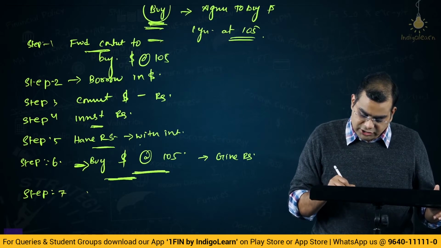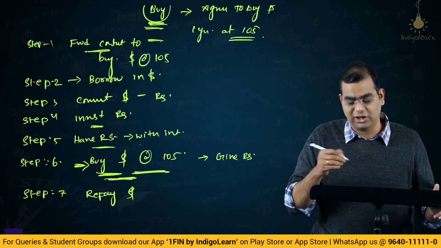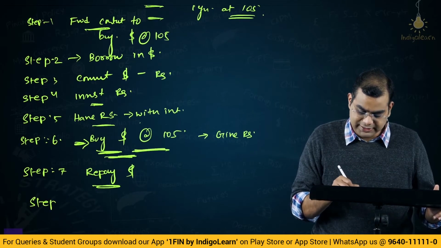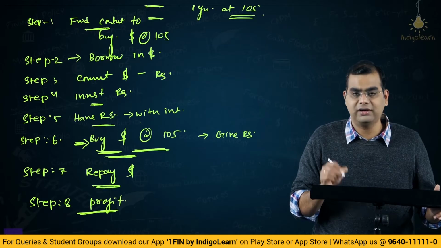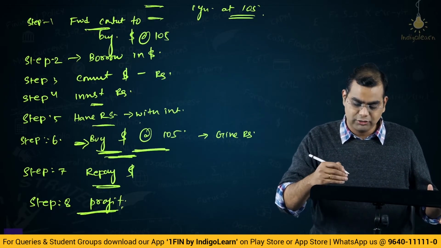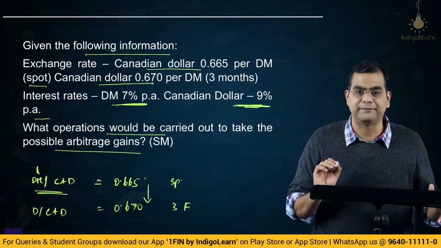Because you have borrowed in dollars, you repay dollars. And because you have purchased in dollars in step 6, the dollars you repay the dollars, balance is profit. Step 8 is profit. So now this is one very logical way to understand, if there is an arbitrage opportunity, how to figure out that particular opportunity.